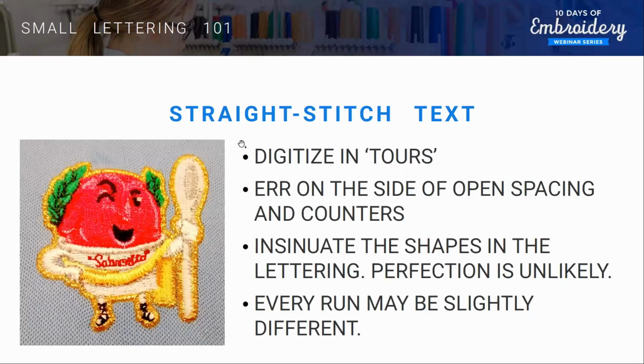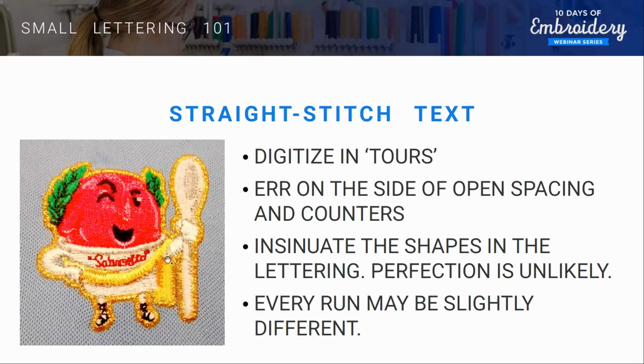The other tip is to digitize in tours. What I mean by that is that, like I said before, you want to go from the left. We have this word here, and honestly, people always comment on how great they think this looks. To me, I think this isn't the best example of straight stitch text. The reason is that the third point here is to insinuate the shapes in the lettering, because you're not going to get a perfect run.